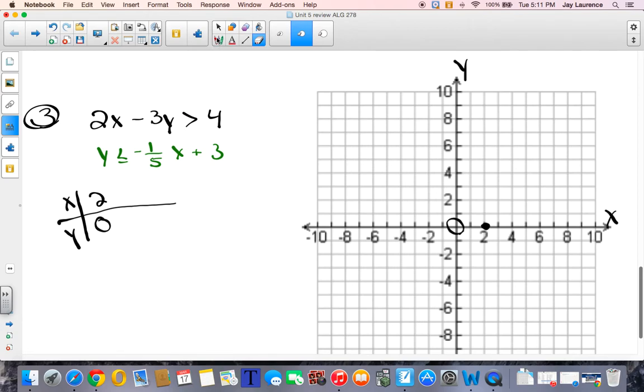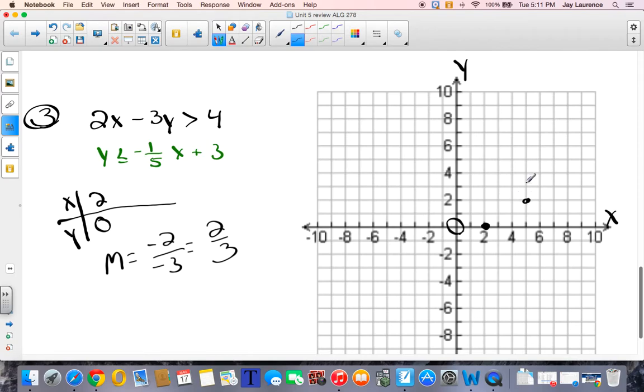A lot of fun. Anyway, so now I need my slope, and I know the slope is found by doing the negative of a over b, which will be positive 2/3. So I'm going to rise 1, 2, run 1, 2, 3, rise 2, run 1, 2, 3. Does it say equal to? No, it does not. Therefore, it's a broken or dashed line because it does not say equal to.